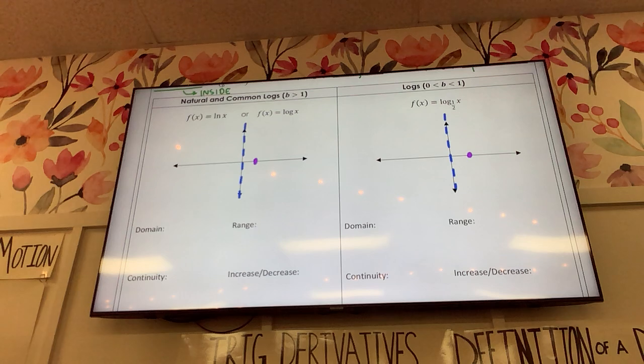When you are growing, you are going to start low and grow high. And it kind of curves like a banana shape. When you are decaying, you are going to start high and decay low. Still curving like a banana shape.